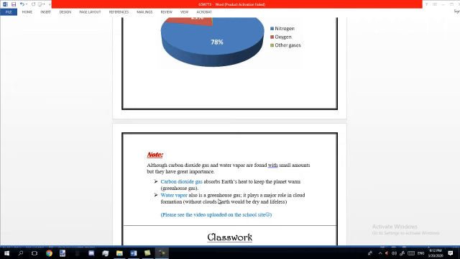Also, water vapor is a greenhouse gas, meaning what greenhouse gas? It also traps the heat on the surface of the Earth that makes us warm. And also, as I said, it helps in cloud formation, because when the water in seas and oceans is heated, it will evaporate and form clouds, and after this the clouds form rain.